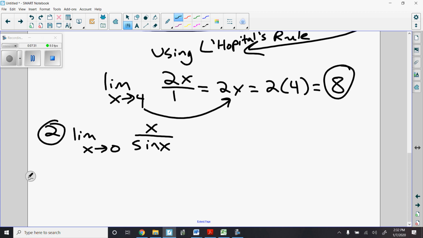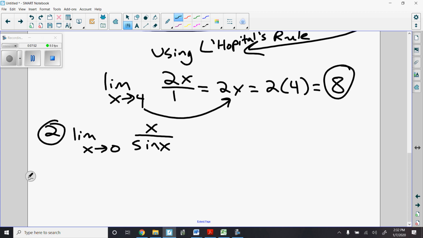So here we have the limit as x goes to 0 of x over sine x. Now this is one that we would have trouble factoring and canceling, right? Our old methods here wouldn't work very well. And without a calculator, we'd be kind of stuck on how to do this one. So let's take a look at what happens.